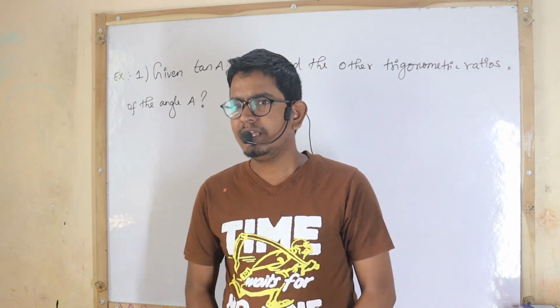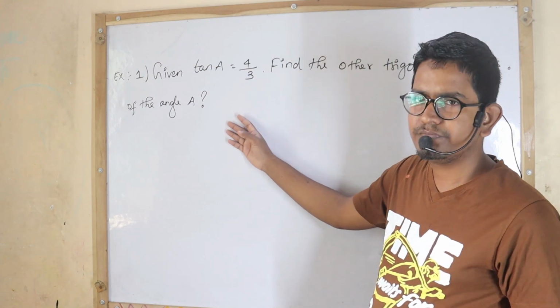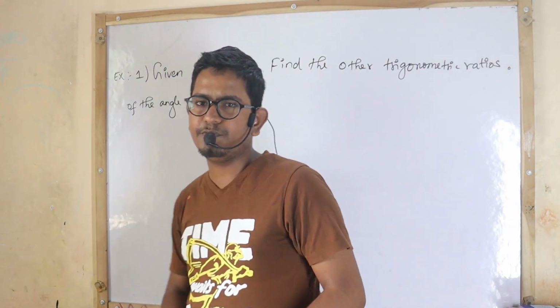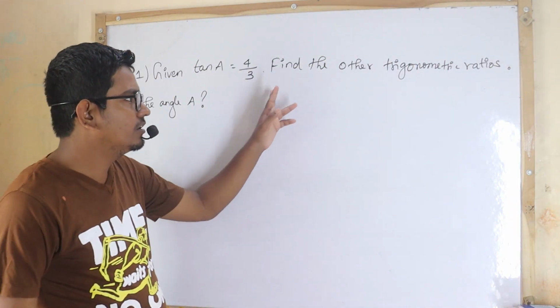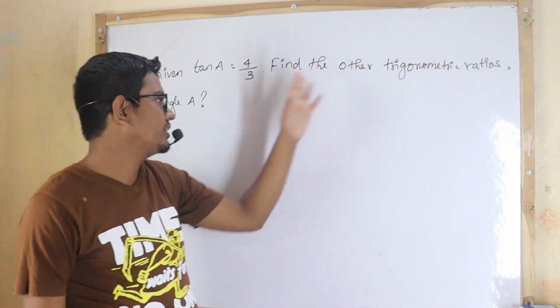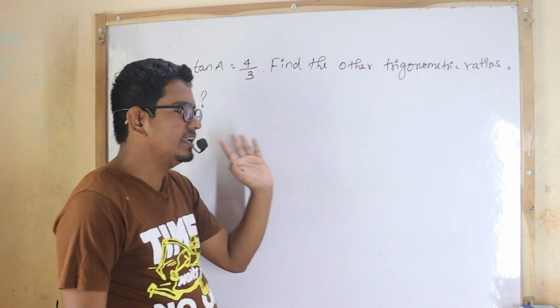So, here there is a question for you. The question is: given tan A is equal to 4 by 3, find the other trigonometric ratios of the angle A.